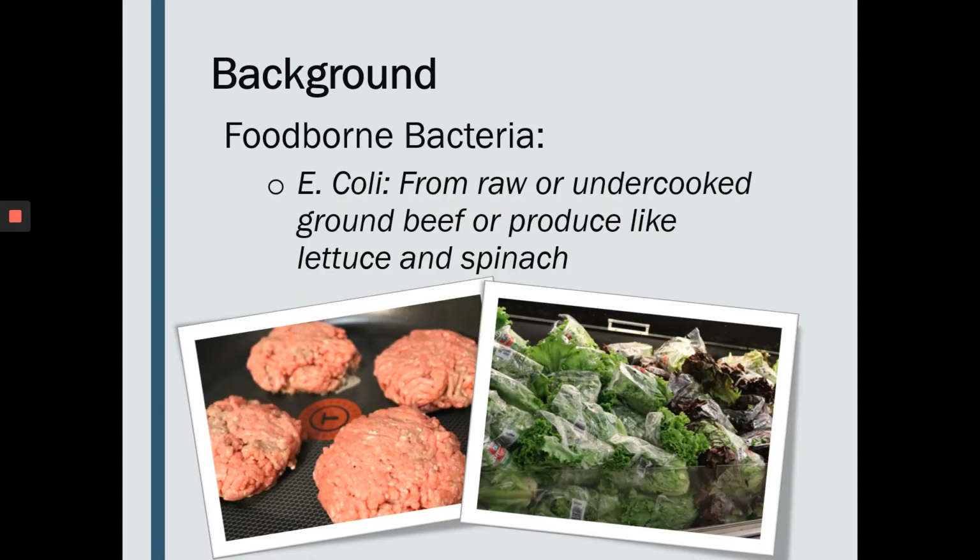One of the most common causes of foodborne illness is a bacterium called E. coli. Raw or undercooked meats like ground beef and produce like lettuce and spinach are common food sources of E. coli. E. coli can be found in the intestines of humans and can be passed from person to person. Thoroughly cooking meat products, washing produce, and maintaining good personal hygiene can help prevent illness from E.